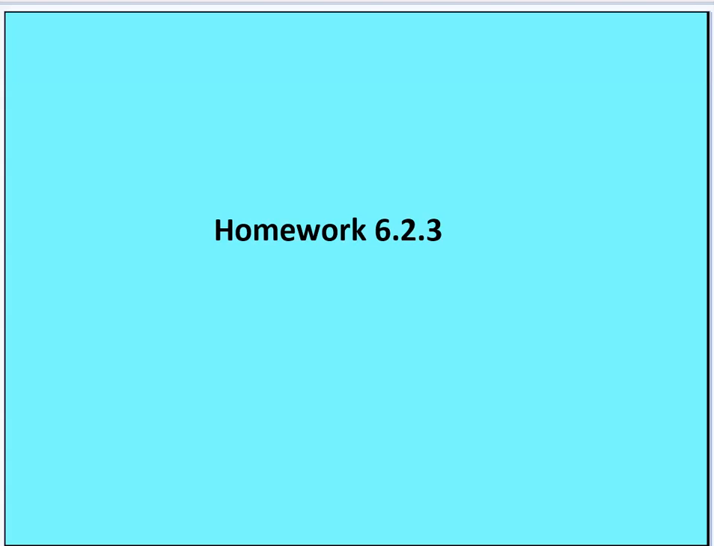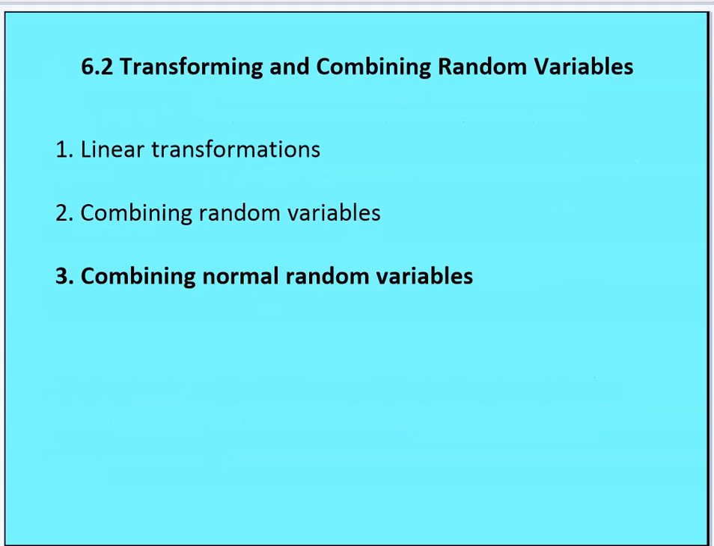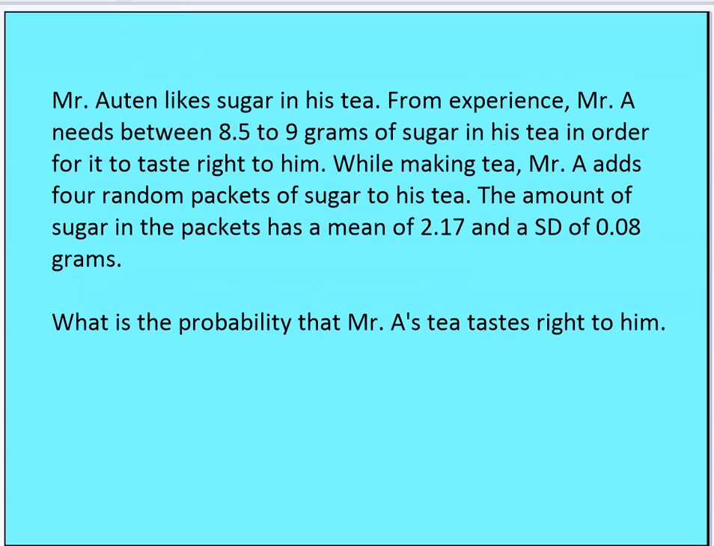All right, so this brings us to homework 6.2.3. You know, there's a complicated problem. We're going to go back to our original problem with Foothill and De Anza. So please read through this and I'll give you the answer during class. All right, so I'm going to move on. We're going to combine normal random variables. Last part of the lesson.